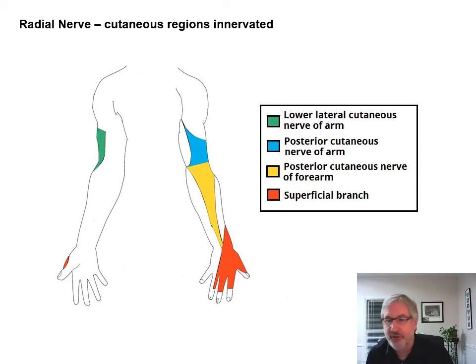So you have sensory information coming from these various regions. So if you take your hand, you'd see this part of the hand right here is where the radial nerve innervates. So if you poke yourself with something, then you can feel that, you know that the radial nerve is working.